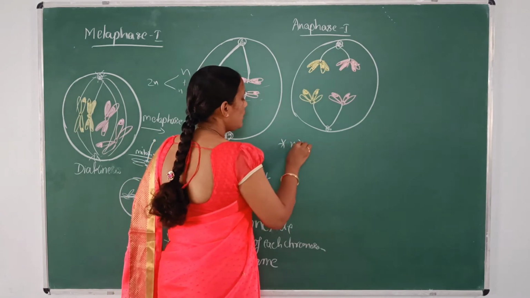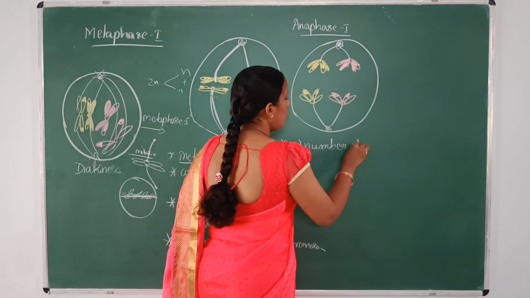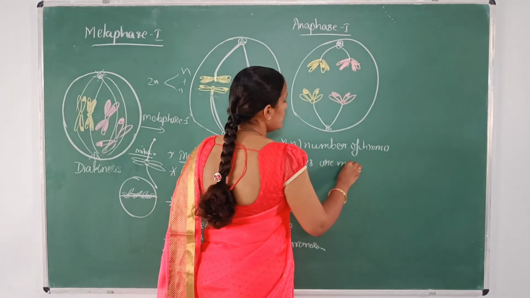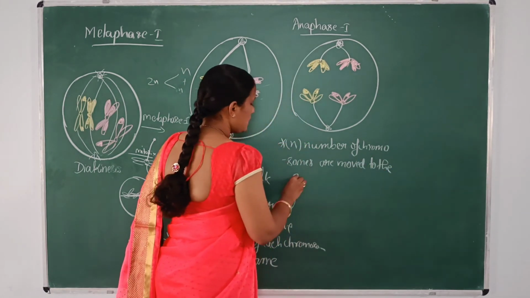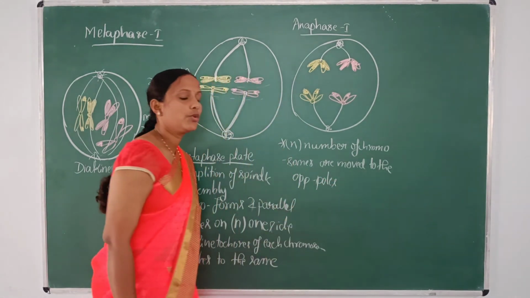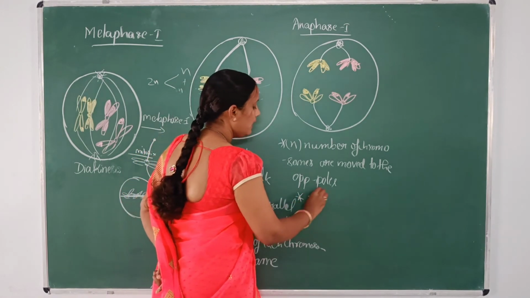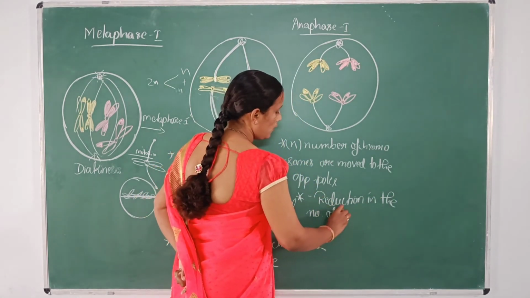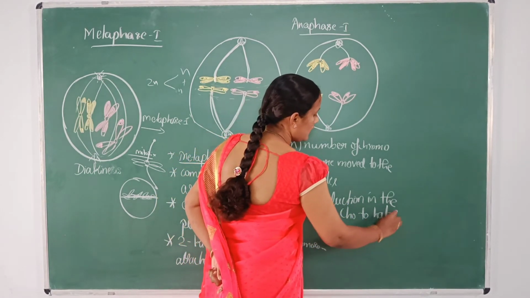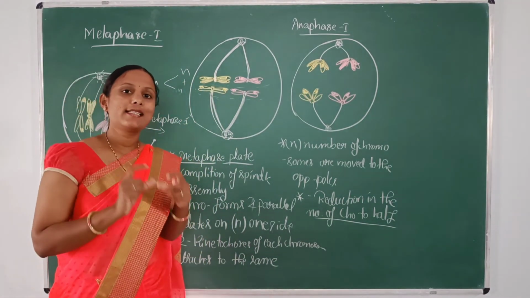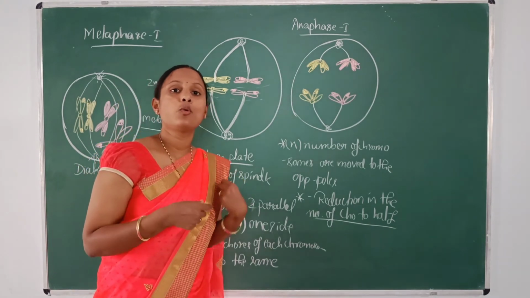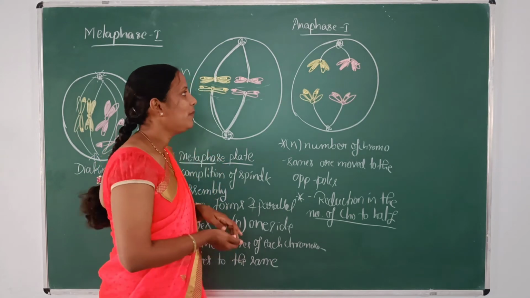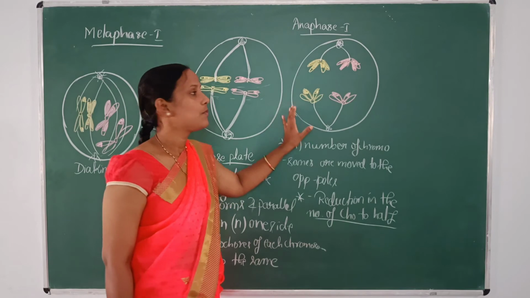That is, n number of chromosomes are moved to the opposite poles, which indicates the reduction in the number of chromosomes to half. If you are asked what is the exact stage where there is a reduction in the number of chromosomes, of course, it is meiosis 1. But specifically, if they ask, your answer will be anaphase 1, at which the number of chromosomes is reduced to half.